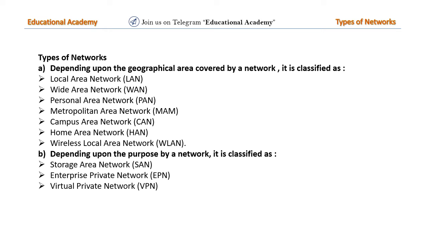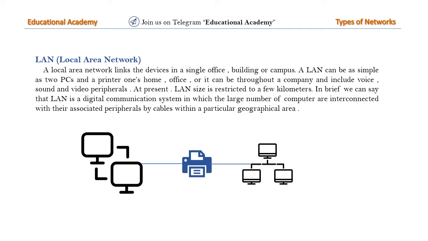First of all, we are going to talk about the local area network. A local area network links the devices in a single office. It means whenever we connect multiple devices to each other in a single room, office, building, or campus, we connect all the systems by using cables. That connectivity of systems and cables is known as a local area network.